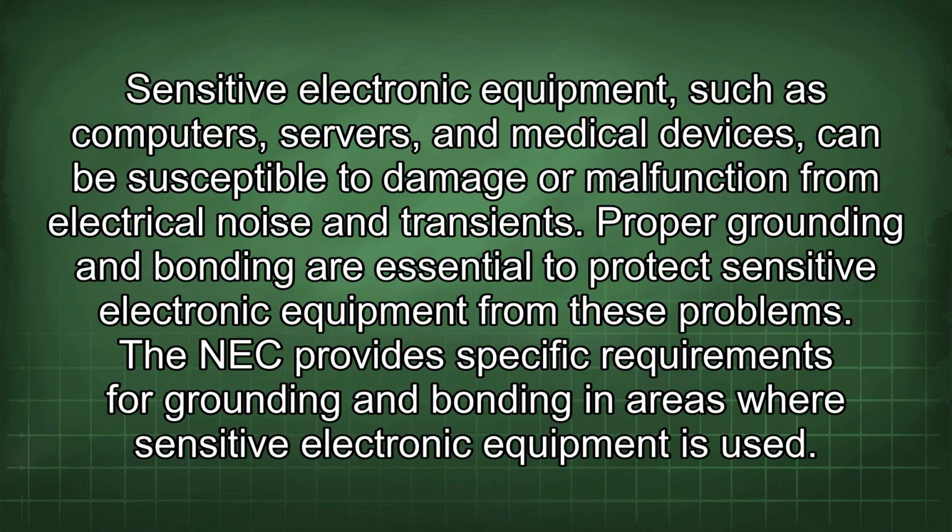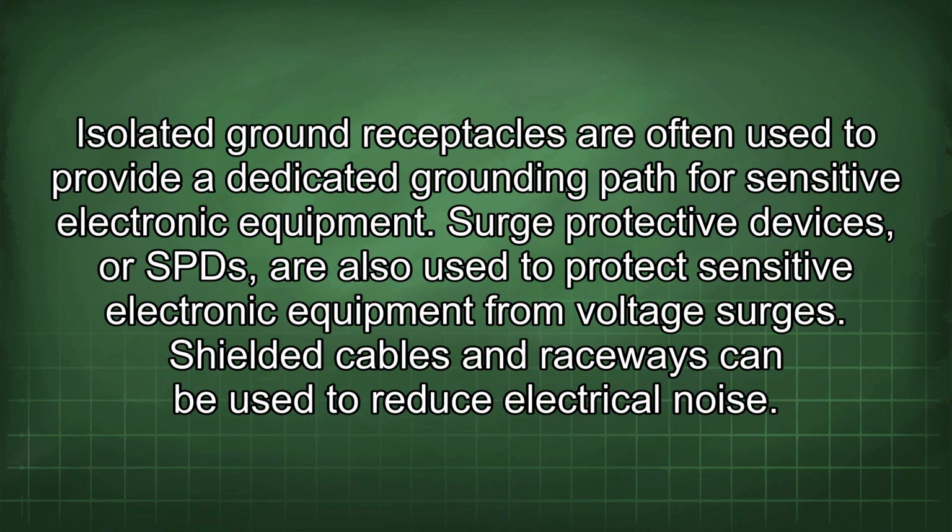Sensitive electronic equipment, such as computers, servers, and medical devices, can be susceptible to damage or malfunction from electrical noise and transients. Proper grounding and bonding are essential to protect sensitive electronic equipment from these problems. The NEC provides specific requirements for grounding and bonding in areas where sensitive electronic equipment is used. Isolated ground receptacles are often used to provide a dedicated grounding path for sensitive electronic equipment.